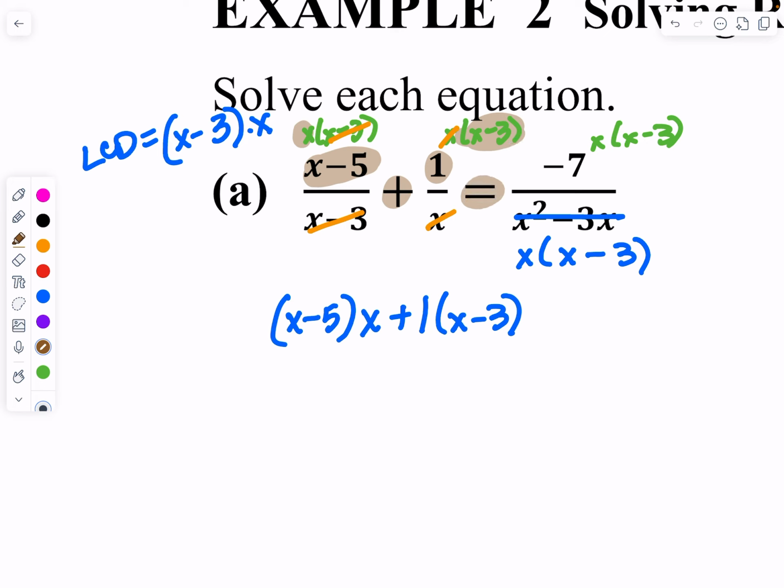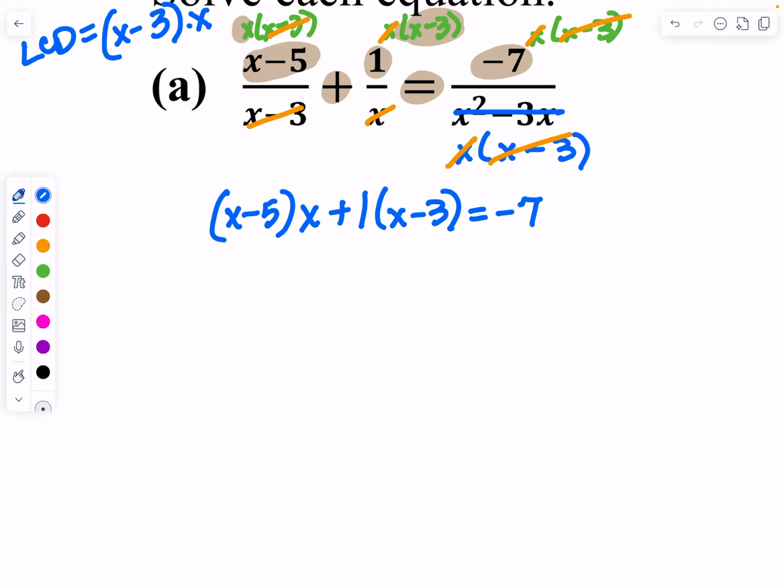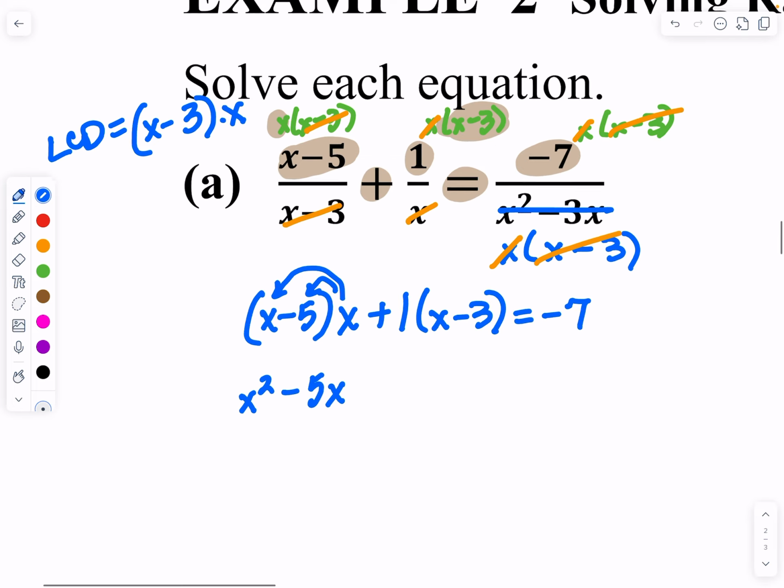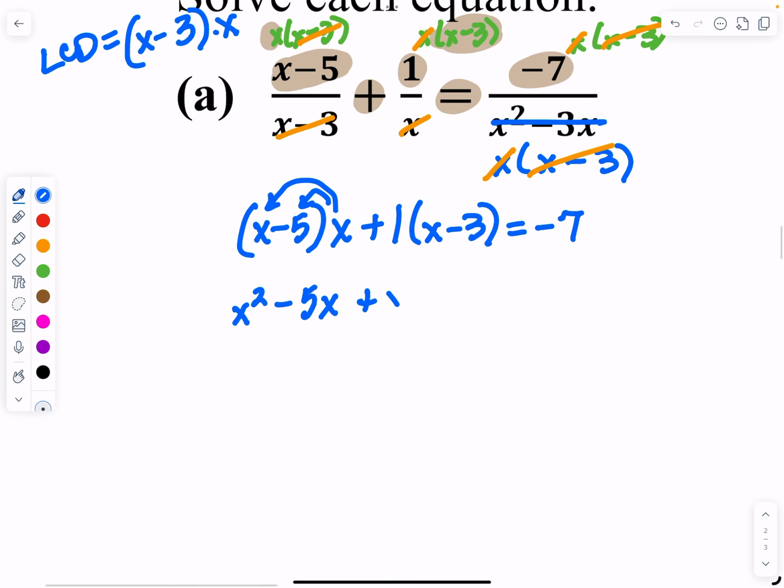Anyway, now I get equals a minus 7. So equals a minus 7. And notice that everything cancels, or the shortcut is I'm not missing anything in the least common denominator. So once again, I have an equation that has no fractions. I'm going to distribute my x to my x minus 5. So x squared minus 5x. Notice I now have a squared in my new equation, okay? Plus x minus 3 is negative 7.